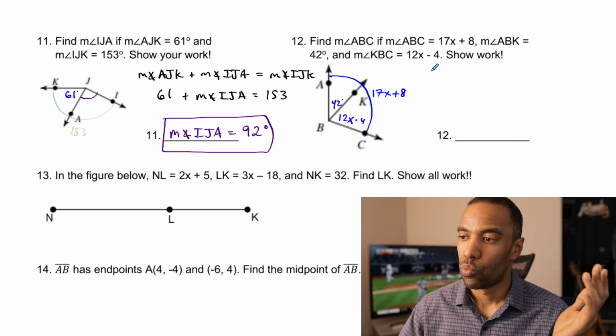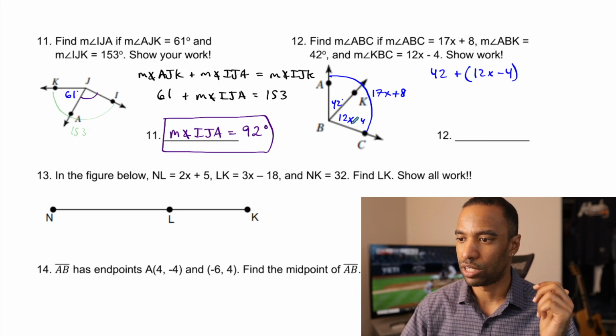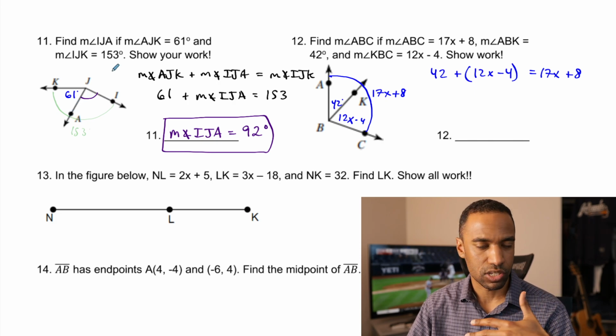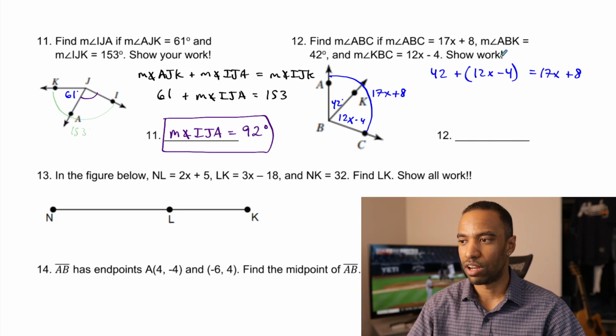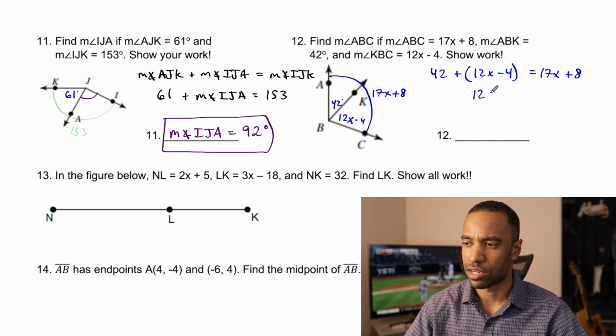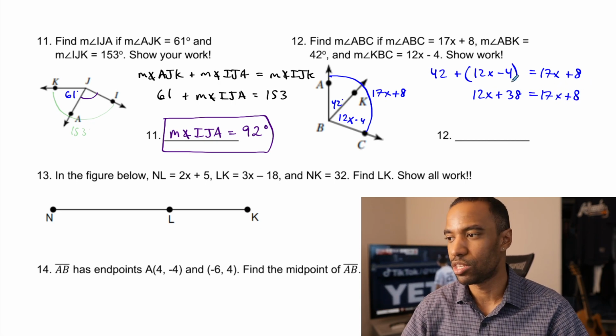So here we go. We have 42, the measure of angle ABK, plus 12x minus 4, the measure of angle KBC, equals 17x plus 8, the measure of angle ABC. Notice these weren't told to be angle bisectors. It's not dividing into two equal parts, but we are just adding those parts together. We have enough info to help ourselves. Combine like terms, guys. 42 minus 4, that is 38. So 12x plus 38 equals 17x plus 8. Hope there are no decimals on this one.